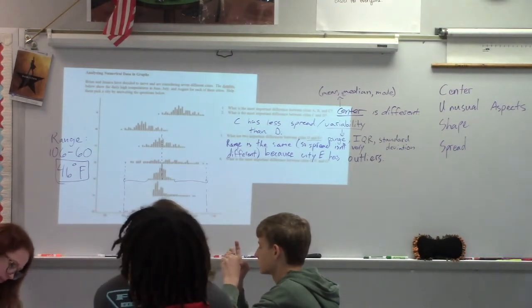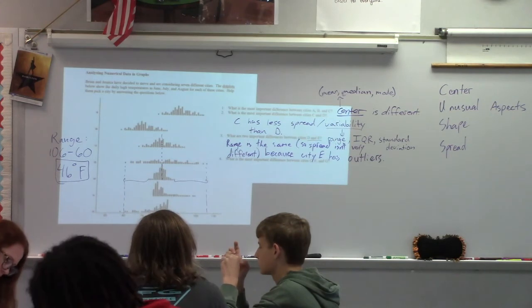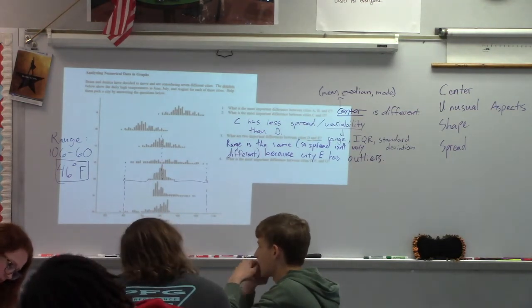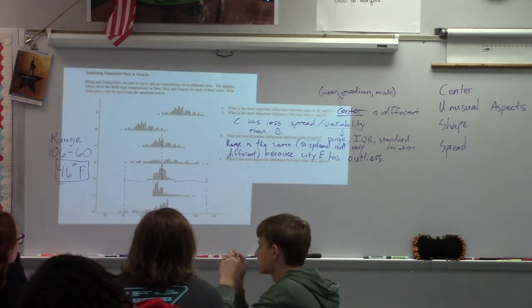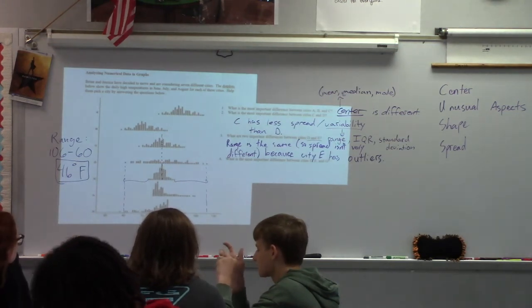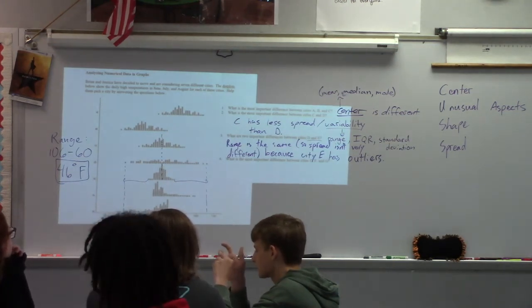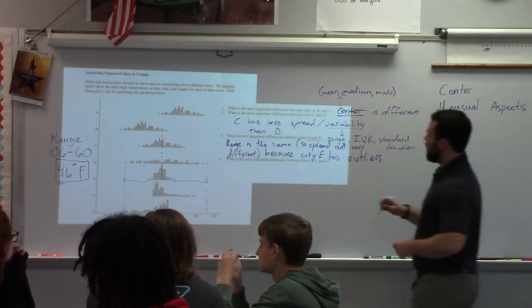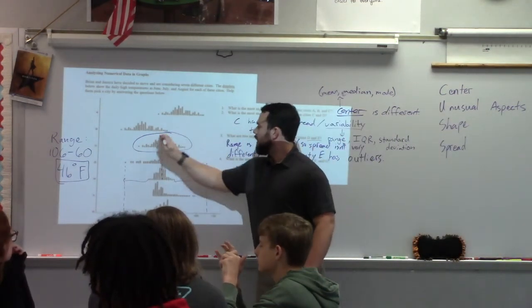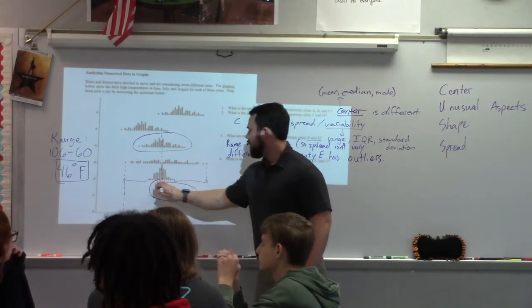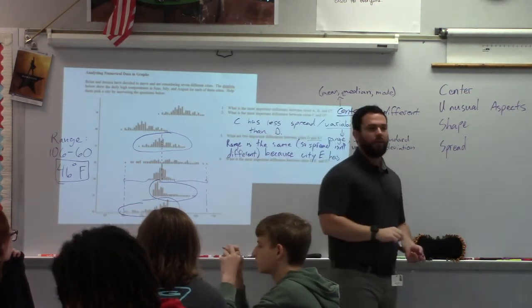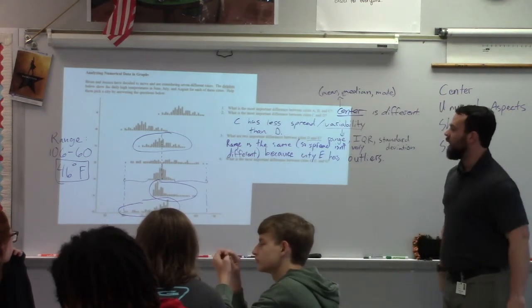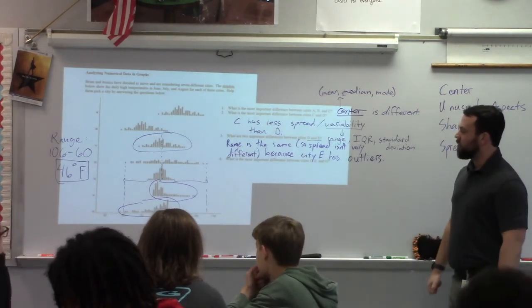So now we have talked about center, we talked about unusual aspects, we talked about spread. Which one have we not talked about? Shape, right? Notice 4 says what is the most important difference between C, F, and G. Now, I'm going to tell you, you're probably not going to know the correct term for this, but how would you describe those 3 different graphs?